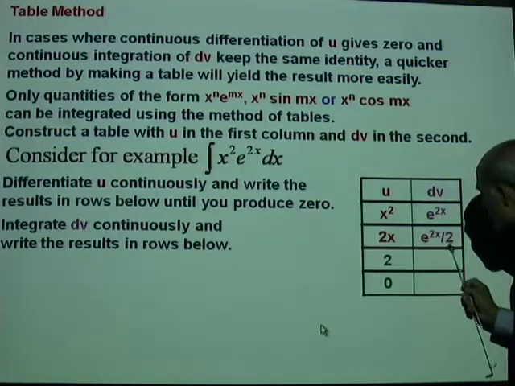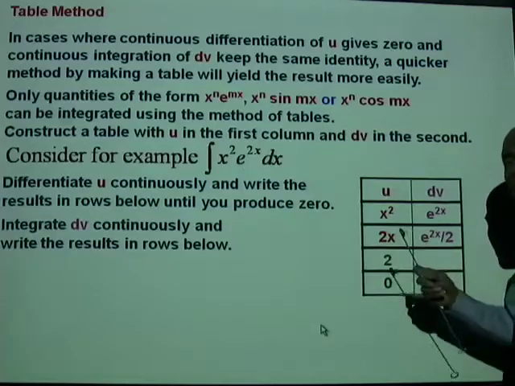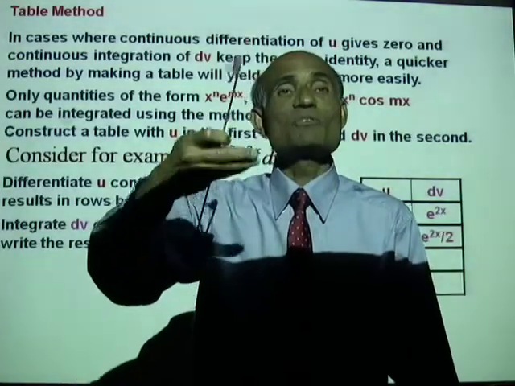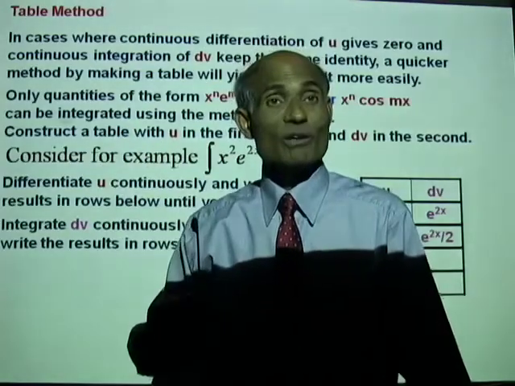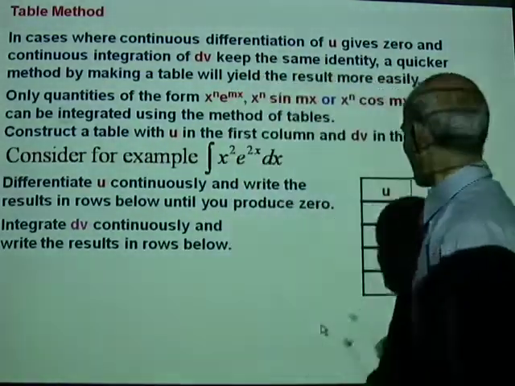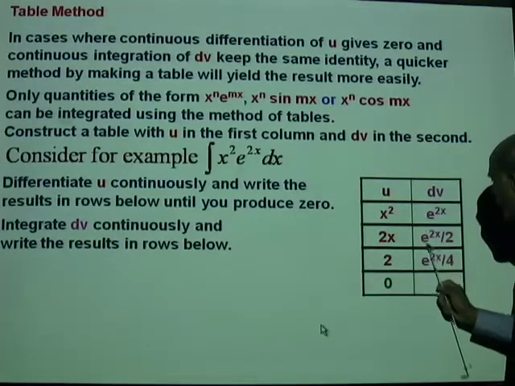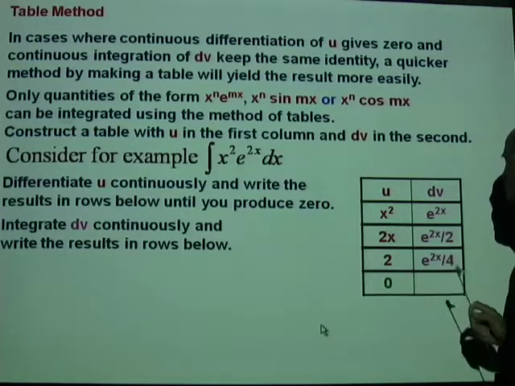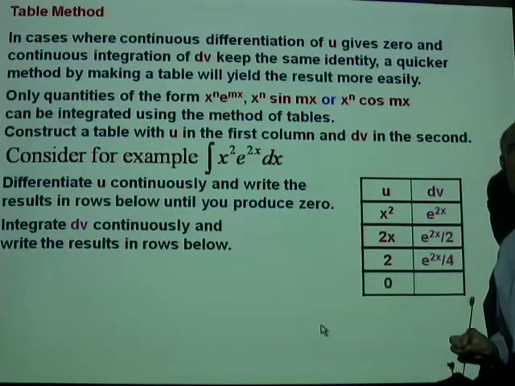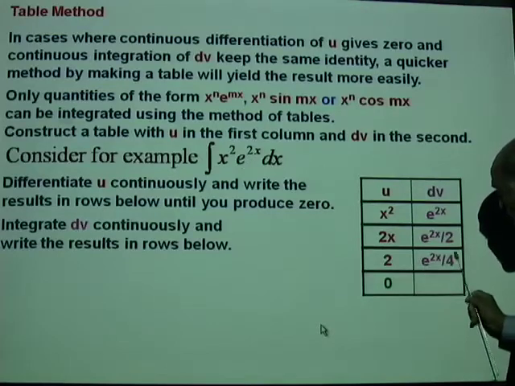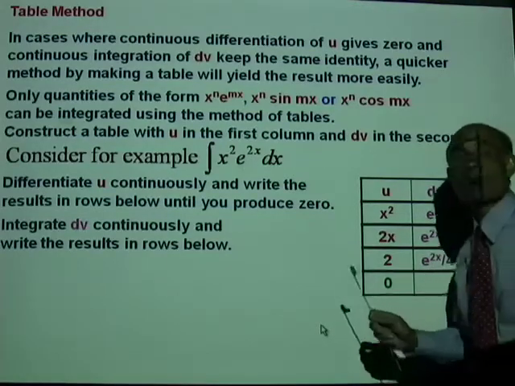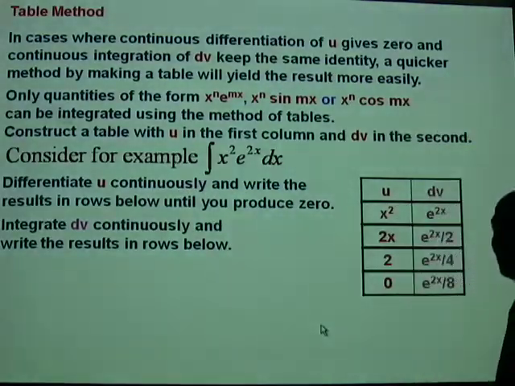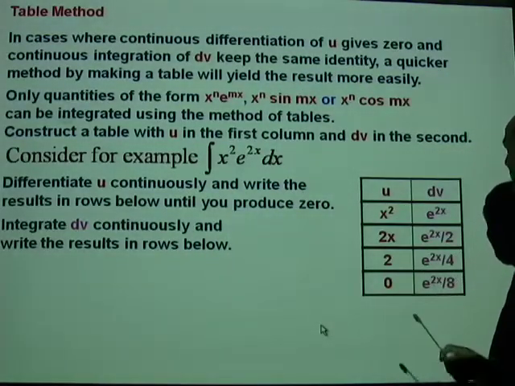What do you get if you integrate this? Integrating e to the power of 2x divided by 2 will be e to the power of 2x divided by 4, because one more 2 will come down. And what do you get if you integrate this? It will be e to the power of 2x divided by 8. That's right. Okay, now we have completed that.